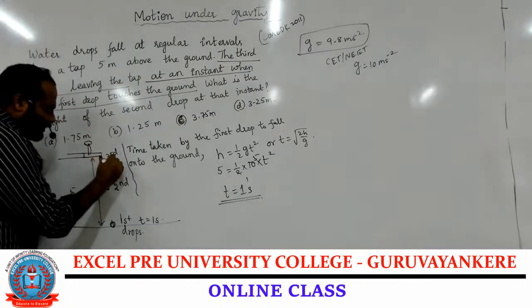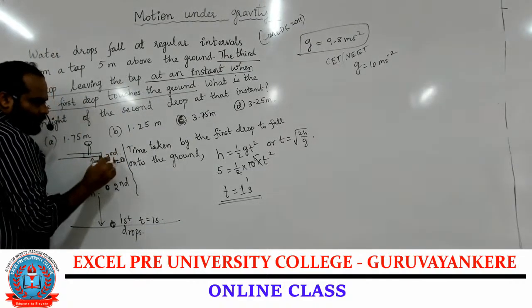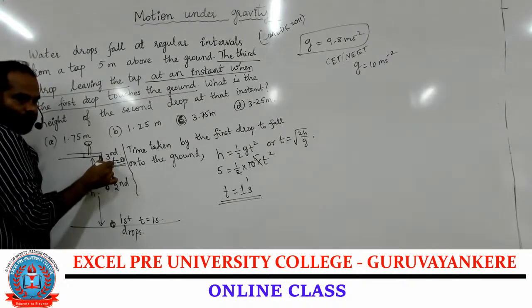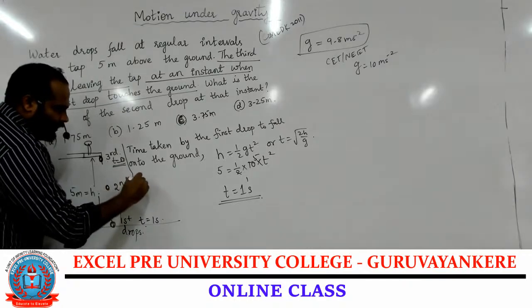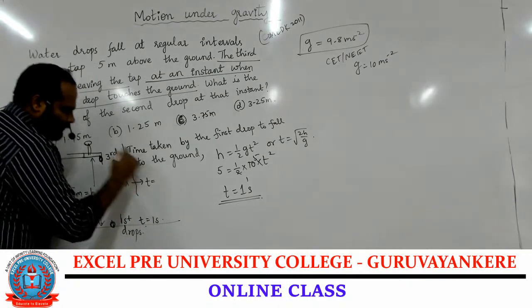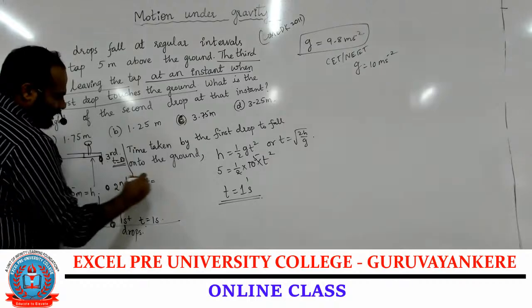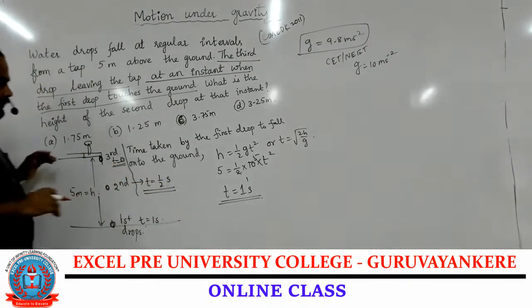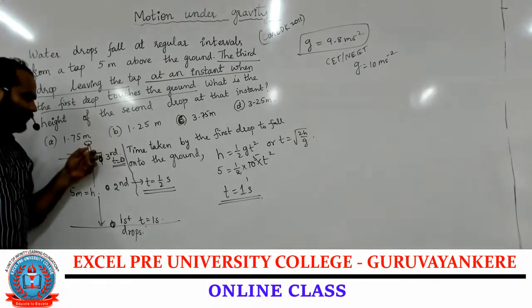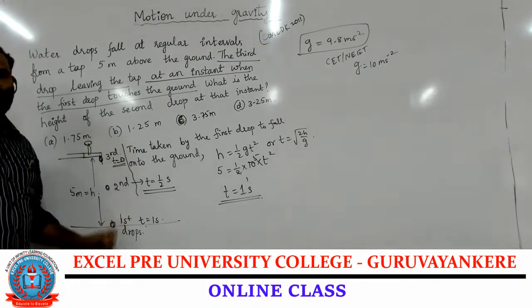So this third drop has not moved at all. So the time of the motion of the third drop is 0. First drop is 1. Then the average of these two should be the time traveled by the second drop. So the second drop has traveled half a second now. Regular time intervals are managed now.